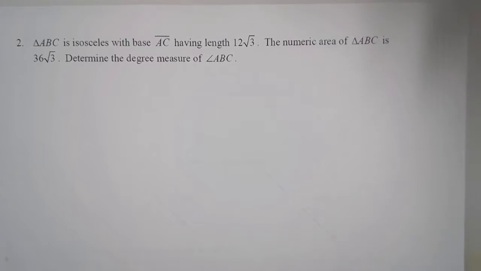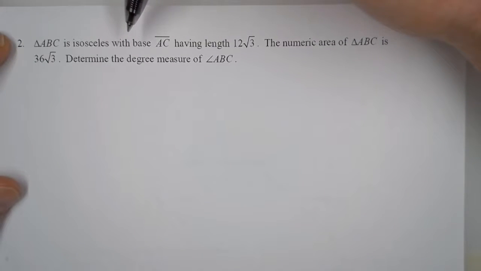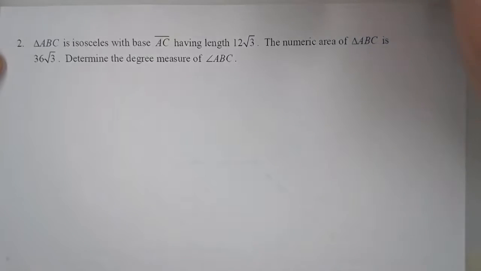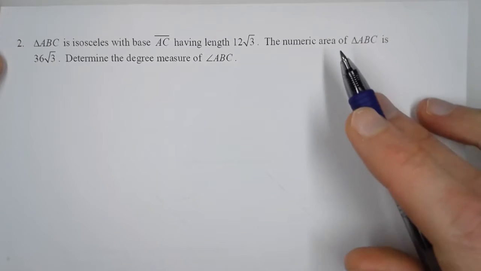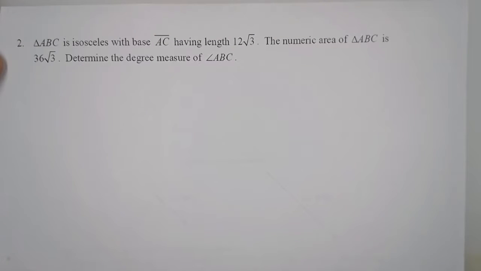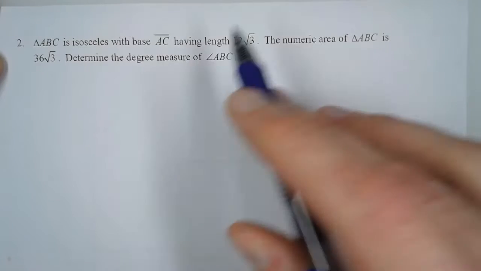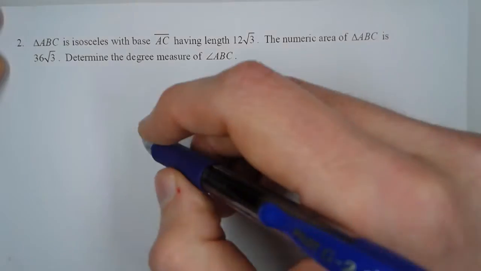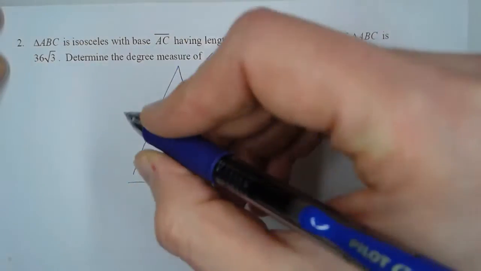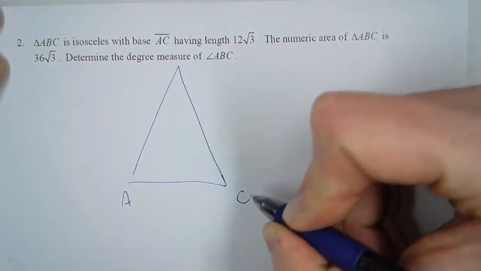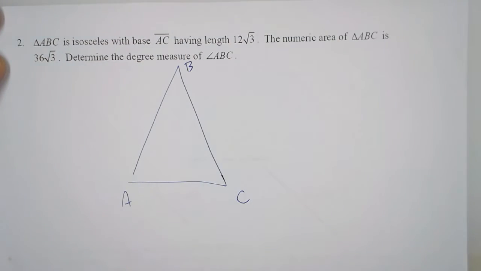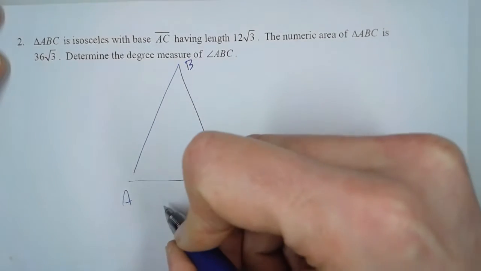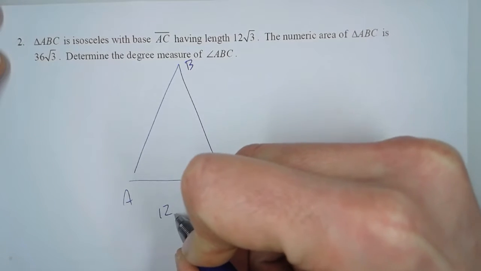The problem says the triangle ABC is isosceles, with base AC having a length of 12 radical 3. The numeric area of triangle ABC is 36 square root of 3, so we want to determine the degree measure of angle ABC. So if we draw our triangle, A and C make up our base, whereas B is our vertex, and they tell us that the base is 12 square root of 3.